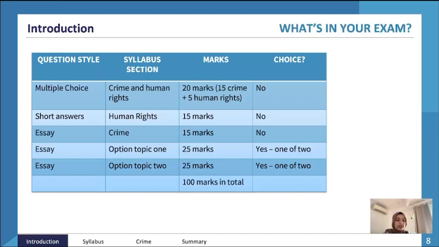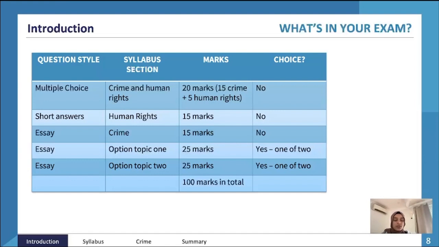This one is 25 marks. In legal studies, you will go through 2 options in terms of your syllabus, so 2 different topics. For example, when I was in school, I went through family law and world order. But obviously it's very much up to your teacher and your school which topics or options those are.